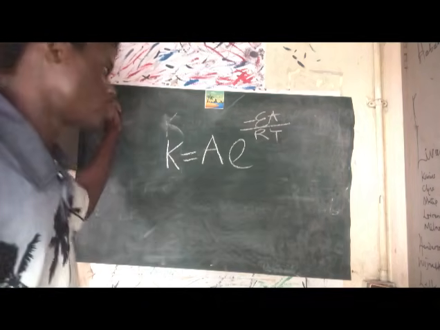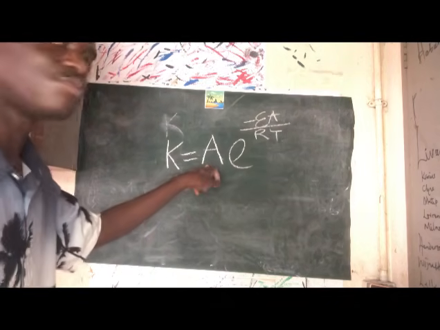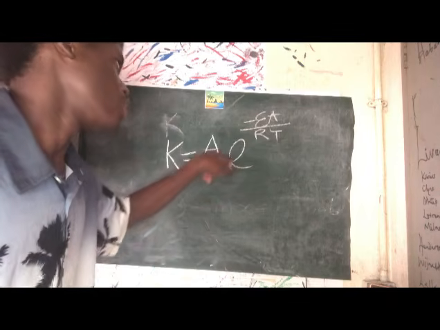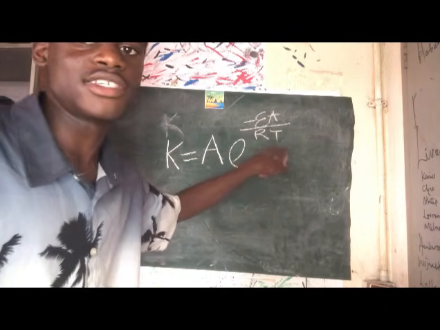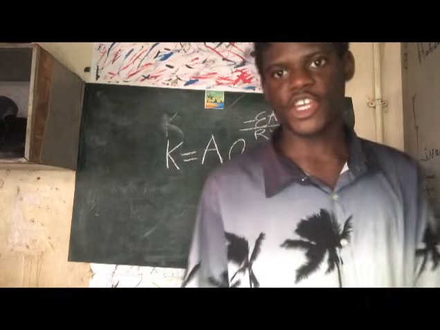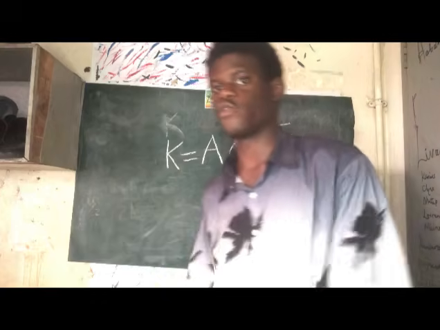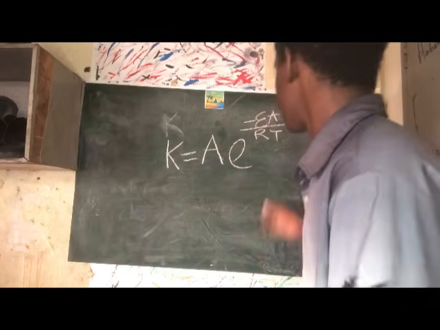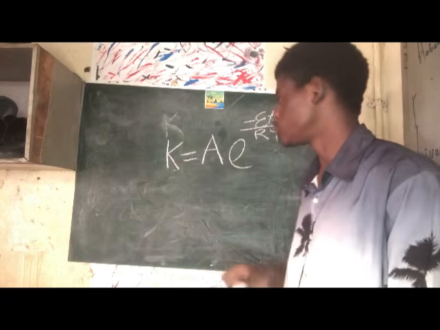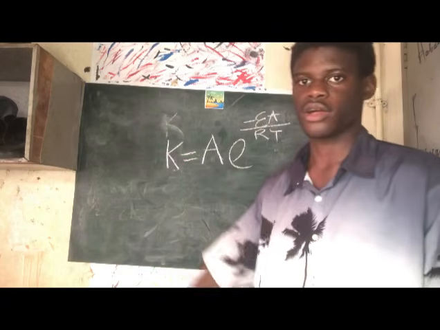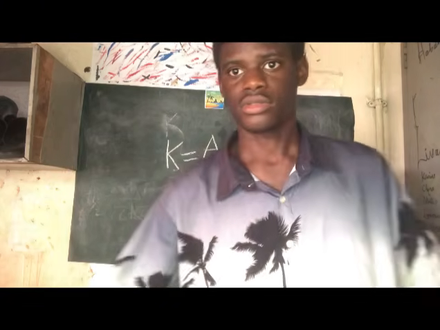So this is the equation where K is the specific rate constant, A is the pre-exponential factor, E here is our activation energy, R is the molar gas constant, and T is temperature in Kelvin, our absolute temperature. So when they give you degree Celsius, you convert to Kelvin by adding 273, of course. So this is the formula to use when they give you a question on Arrhenius equation.